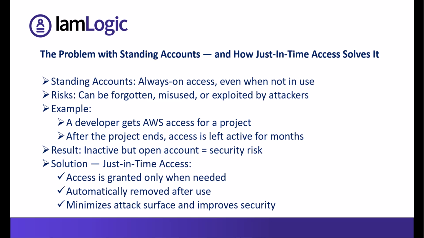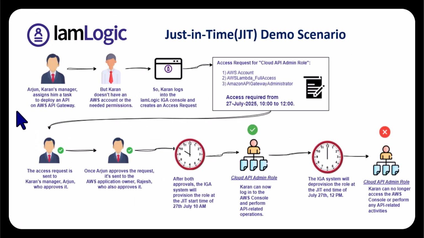Just-in-time access helps solve this problem. It gives access only when needed for a limited time. After the task is done, permissions are automatically removed. This keeps things secure, clean, and minimizes risk. Let us walk through a simple scenario to demonstrate how just-in-time access works.